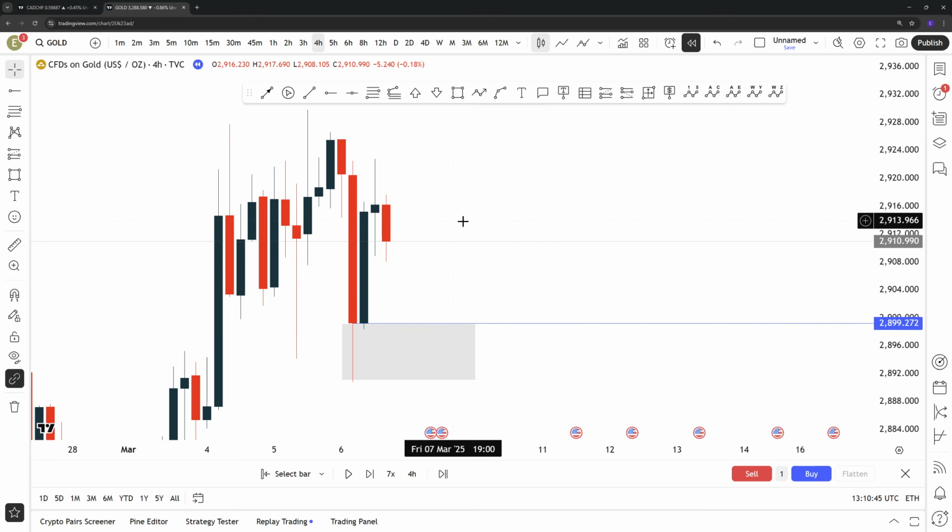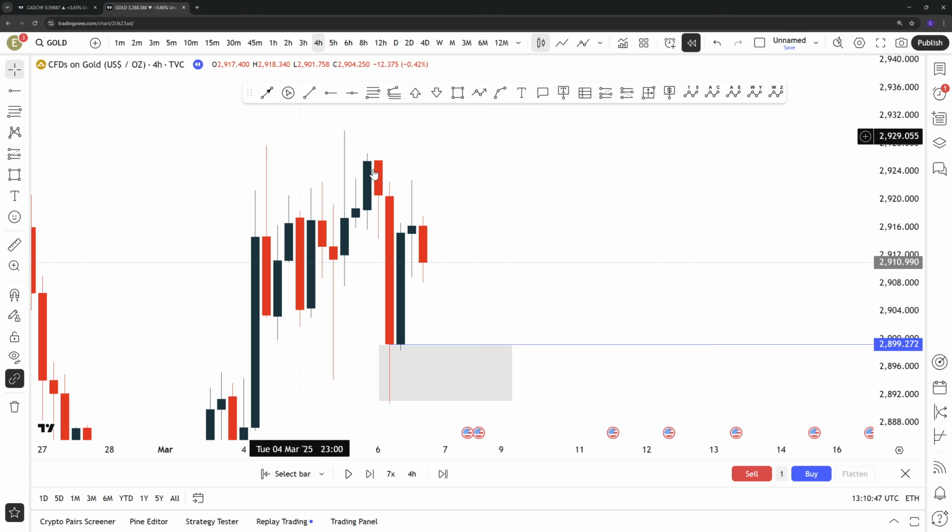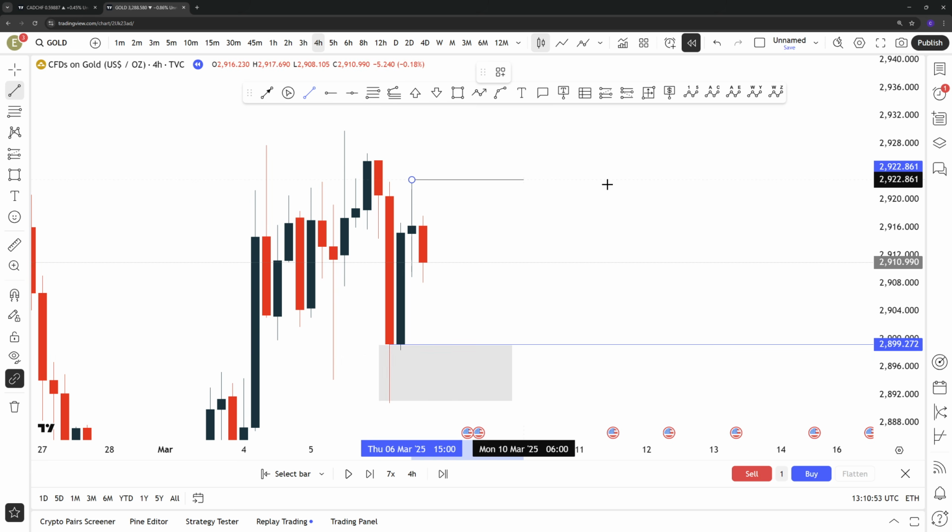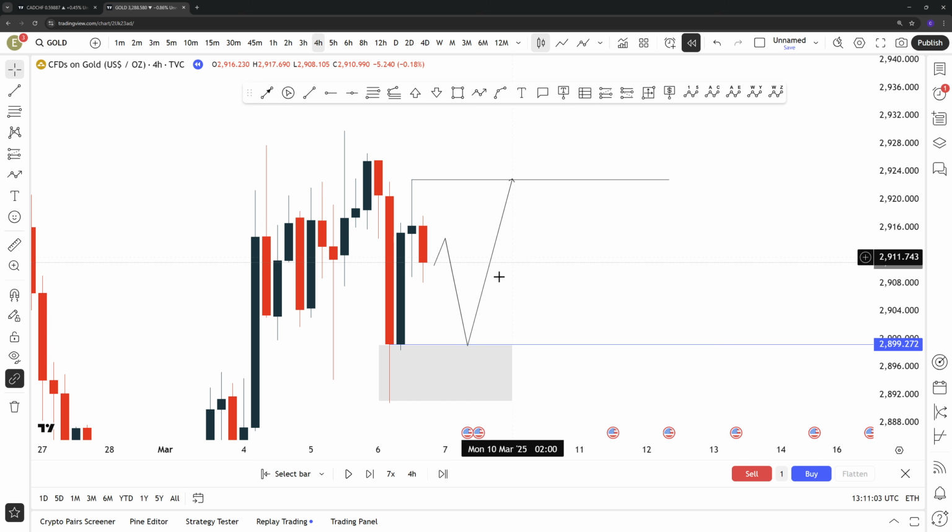We have this analysis here. This is the 4 hours on gold. Right now, we have this area, and then this will be our initial target. Our analysis will look something like this, for price to come to this area and then shoot to the upside.